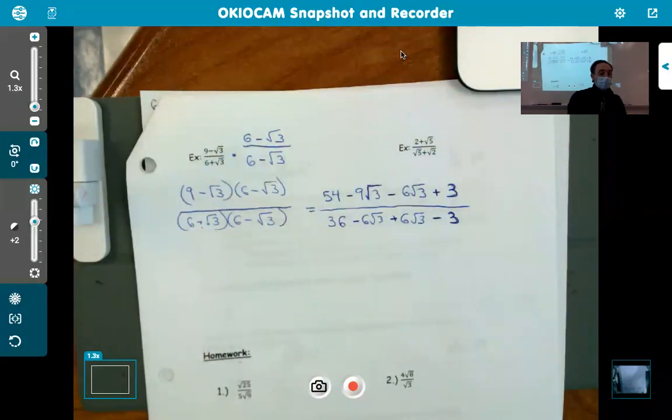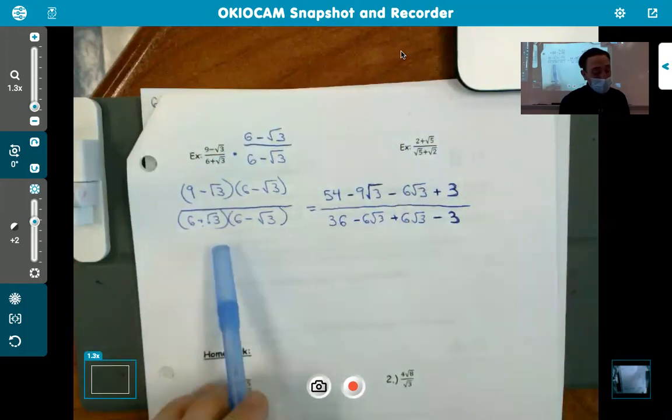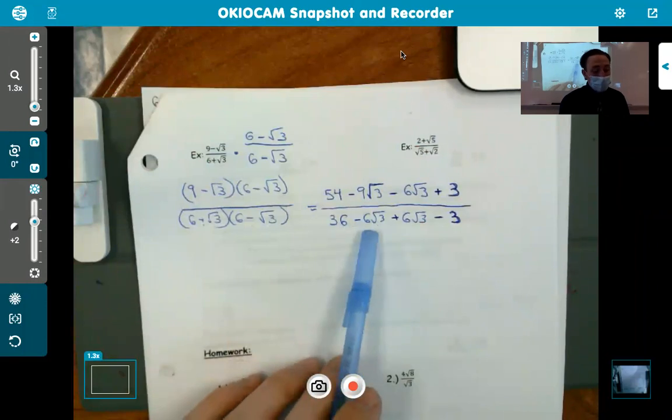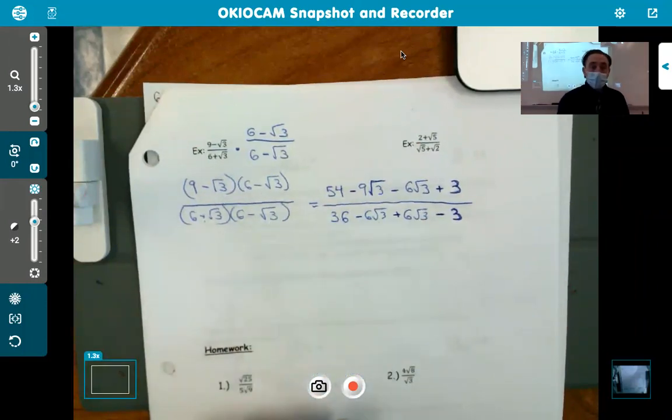Really take your time with the FOILing process. Do exactly what I just did, right? Take the first terms, outer terms, inner, last. Be careful about sign changes, right? Be careful about how square roots simplify and cancel out, or just stay the same and kind of just tag along. Everybody good so far?